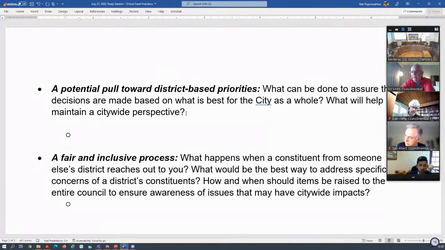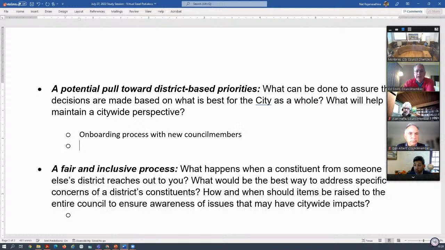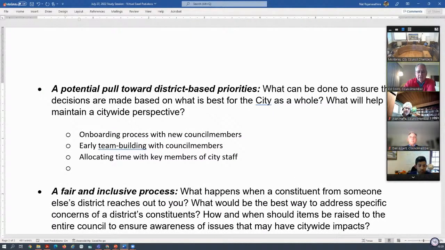Let me just dive in, because I think that top list is pretty inclusive, and I think there's answers in that top question. I think the theme is the willingness to care as a council member, and the onboarding that's been mentioned: new council members are given appropriate time with the mayor and other council members, an early team building exercise with new council members, allocating sufficient time with key members of the city staff, certainly the city manager, and making sure there's a little bit more time with electeds as they're going through the process.